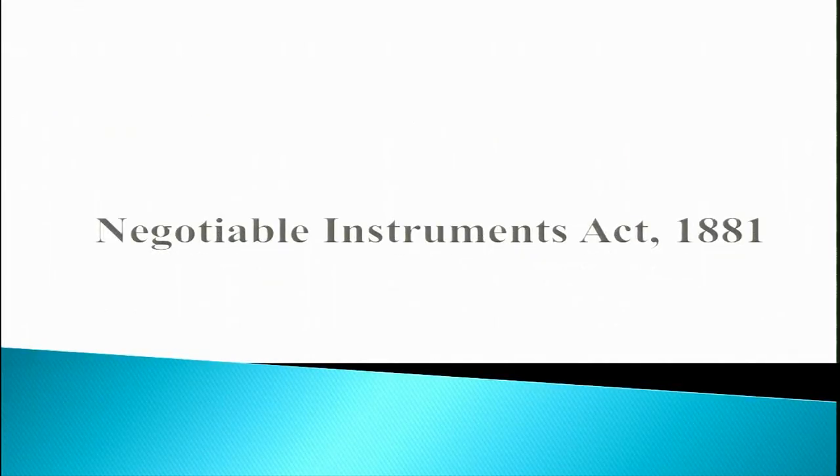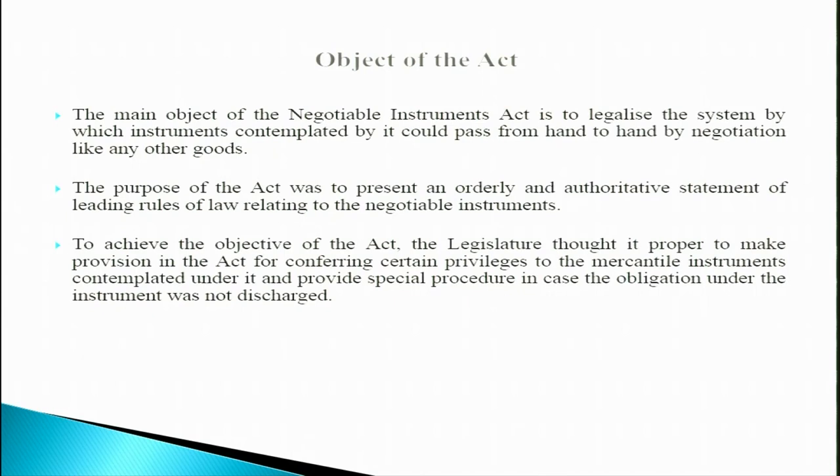Now we will move to the Negotiable Instruments Act, 1881. The main object of the Negotiable Instruments Act is to legalize the system by which instruments contemplated by it could pass from hand to hand by negotiation like any other goods. So you need to understand that, as I said, it's 1881.